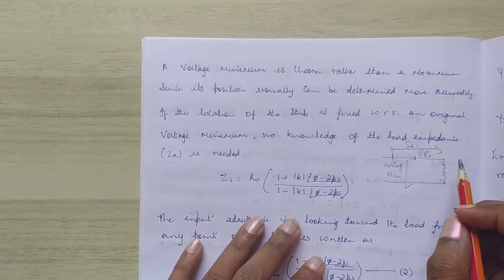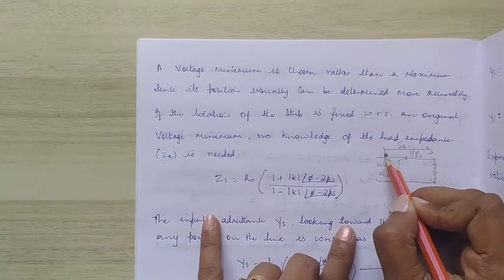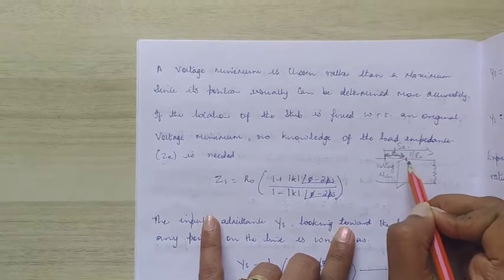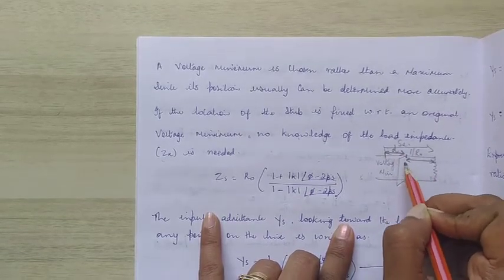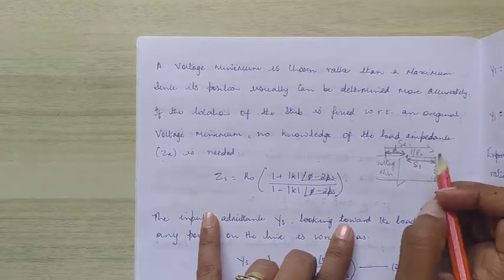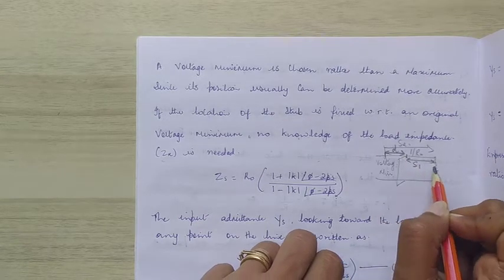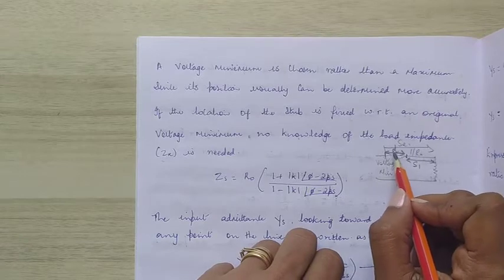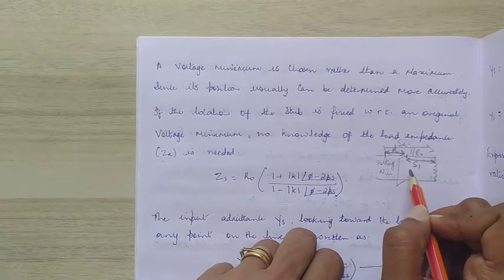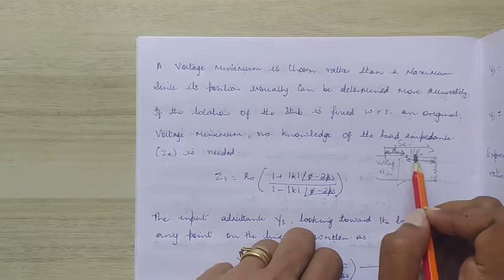Now, this distance is taken as D, and this distance, where your distance of the stub away from the load, is what we are looking at as S1. So the distance S2 is the distance of the closest voltage minima from the load. The distance D is the distance between your voltage minima and the stub, and the distance S1 is the distance of your stub from the load. So you have to keep this in mind and know this very thoroughly.